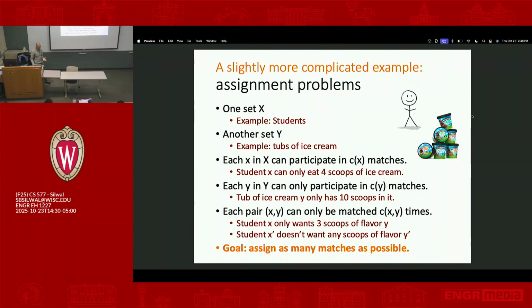And the question is, I have a bunch of students with all these constraints, like which flavors they like and how many they want, and I have a bunch of actual ice cream. Is it possible to satisfy all the students? You can imagine this is just some made up problem, but you can imagine how this kind of problem would be useful.